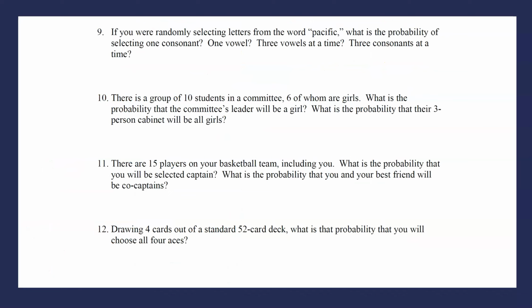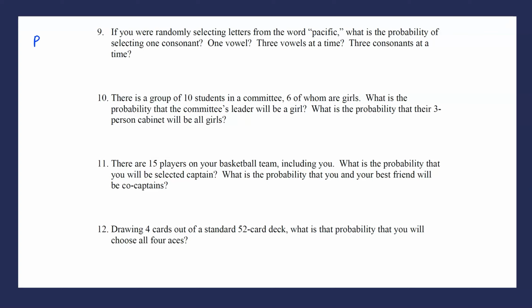In number 9, it states, if you were randomly selecting letters from the word Pacific, what is the probability of selecting 1 consonant, 1 vowel, 3 vowels at a time, and 3 consonants at a time? You're ultimately asked 4 separate questions, so we'll start with the first one. What is the probability of selecting 1 consonant? Let's take a look at the word Pacific.